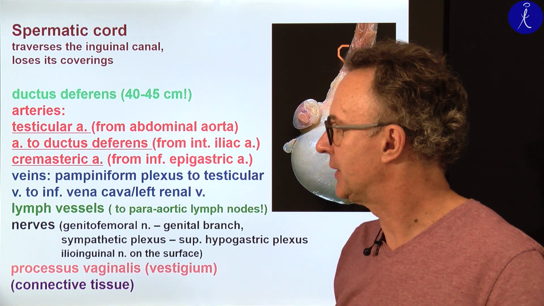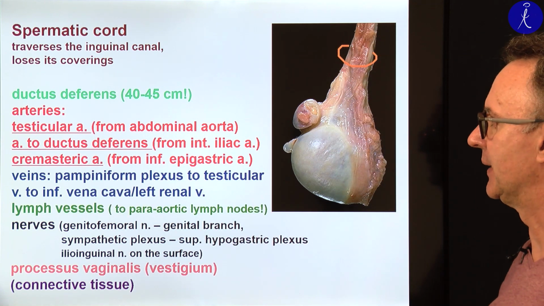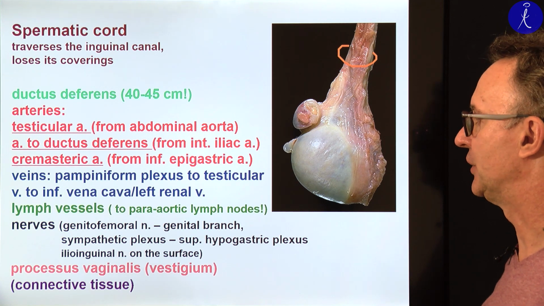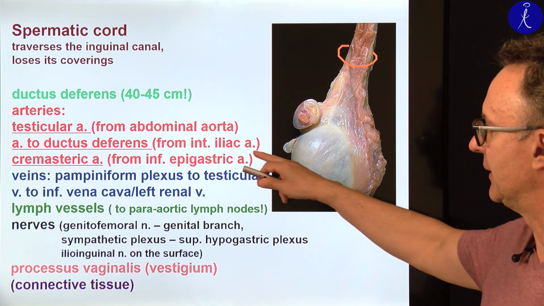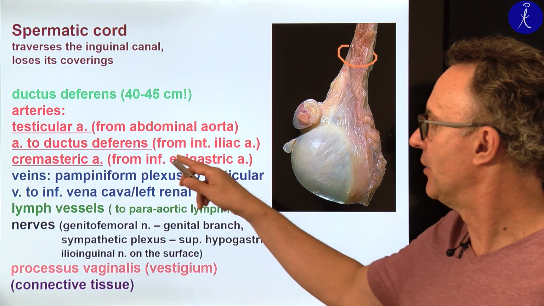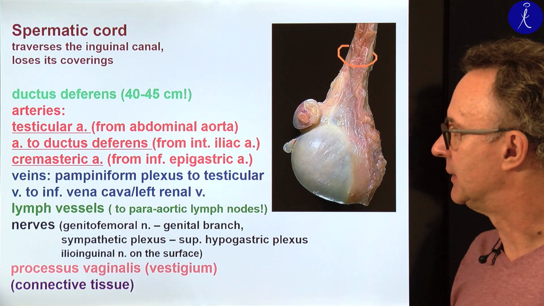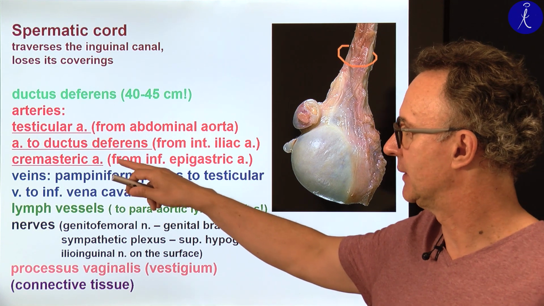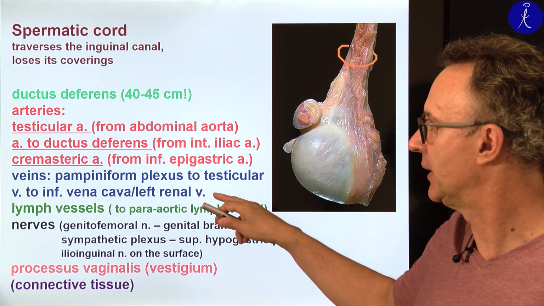And we have a tiny artery which supplies the vas deferens, the artery to the vas deferens, or deferential artery. This is a branch of the internal iliac artery. And the third one is the tiniest. This is the cremasteric artery, which is associated to the cremaster muscle, and this is from the inferior epigastric artery.